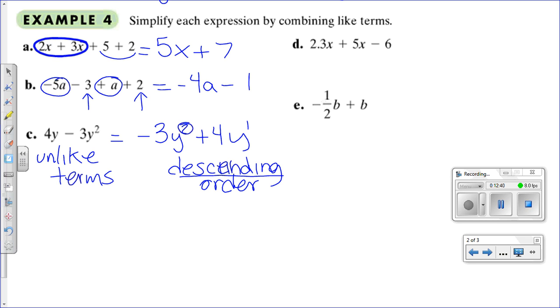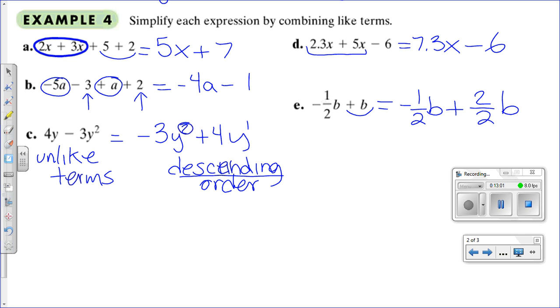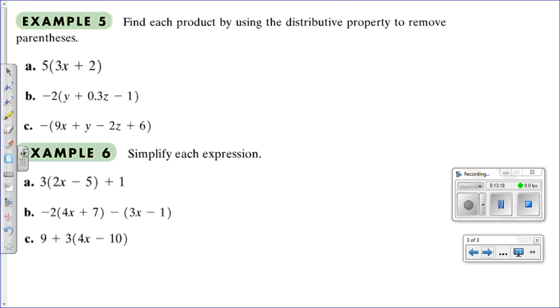All right. So the next one, we combine the two that contain x. 2.3x plus 5x is 7.3x minus 6. And the very last one, what I'm going to do is convert to the same denominator. So plus b is equivalent to 2/2 times b. And if we combine the coefficients, we will have 2 halves minus 1 half. And so that is equal to positive 1/2 times b. So remember, one is positive, the other one is negative. So let's go to the next and last slide for this video.